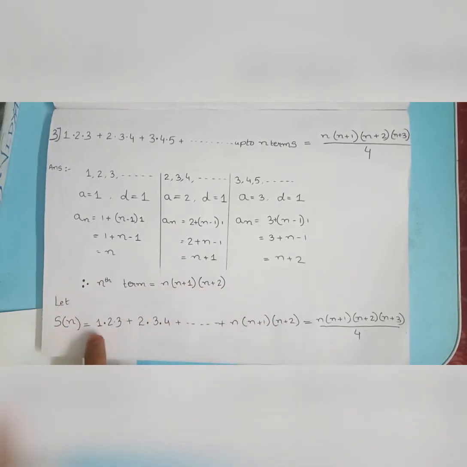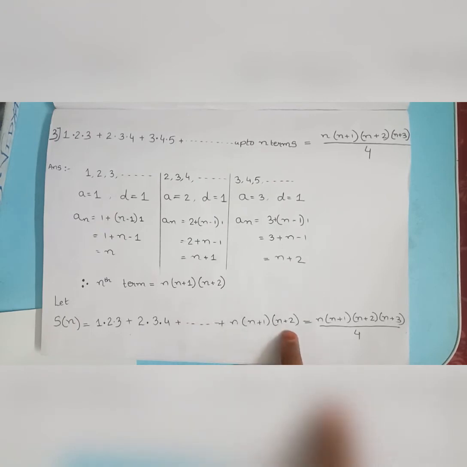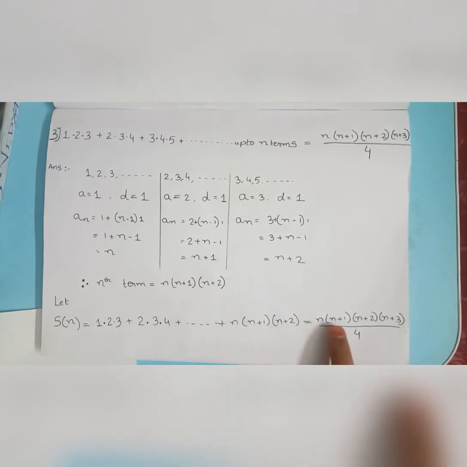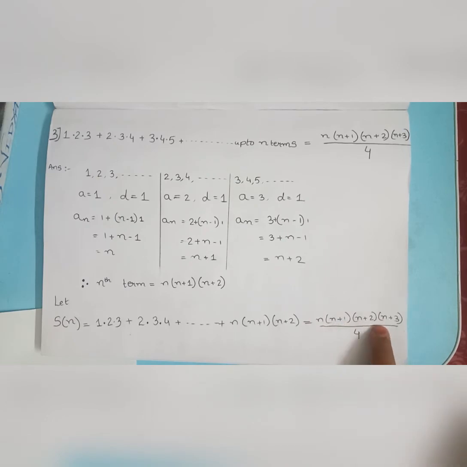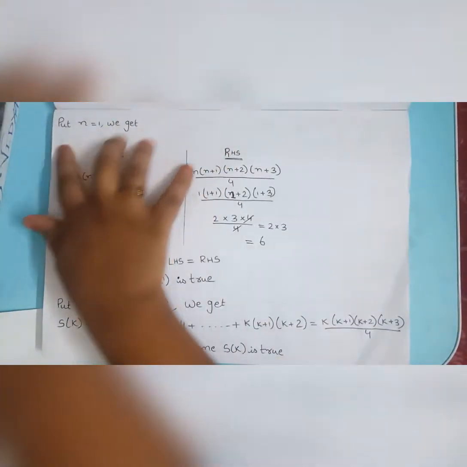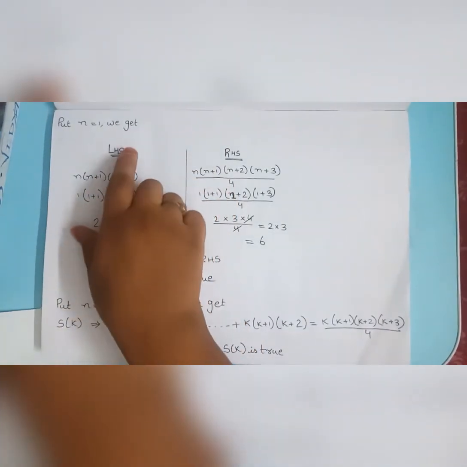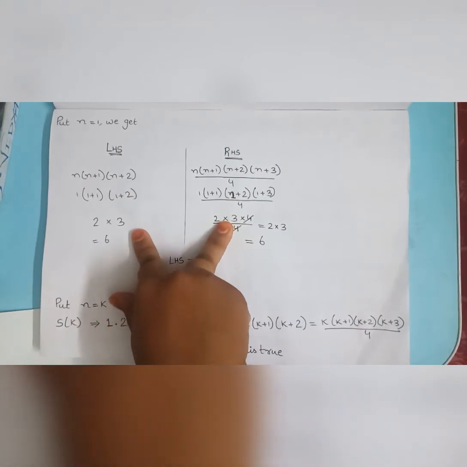Let S(n) be 1 into 2 into 3 plus 2 into 3 into 4 plus so on up to n(n+1)(n+2), is equal to n(n+1)(n+2)(n+3) by 4. Next, put n is equal to 1 in S(n). We have to show LHS is equal to RHS.